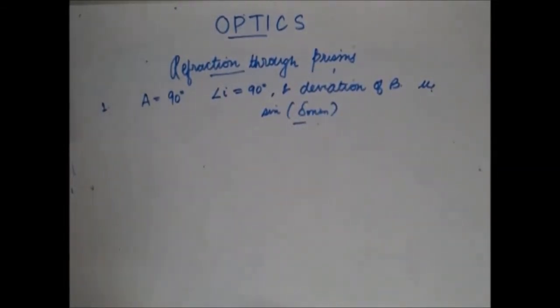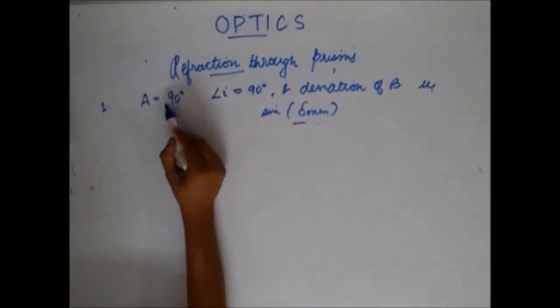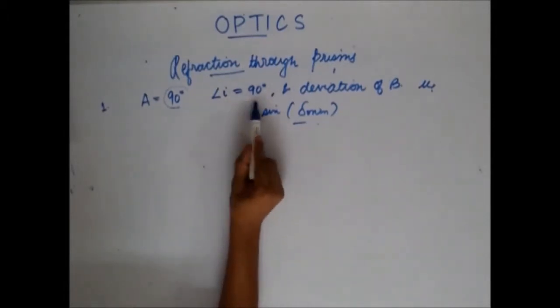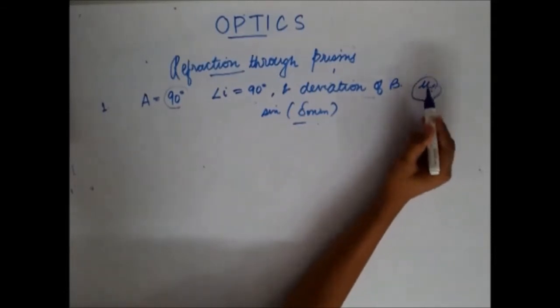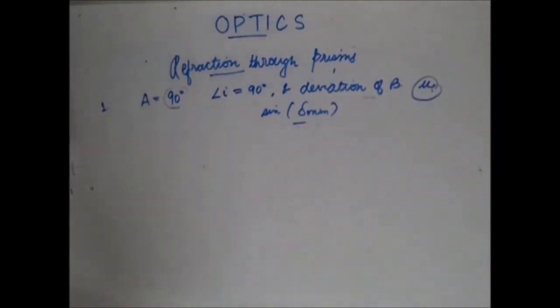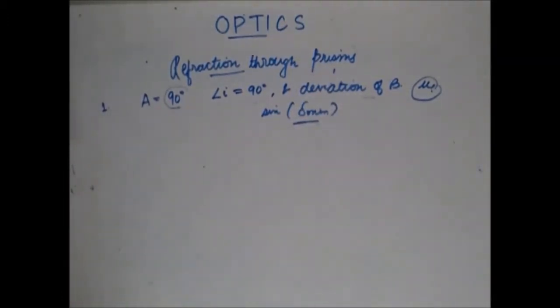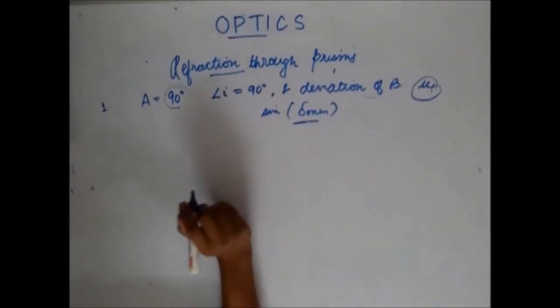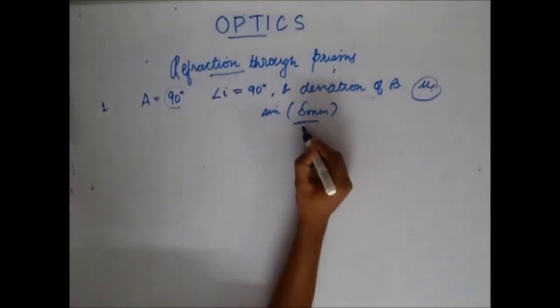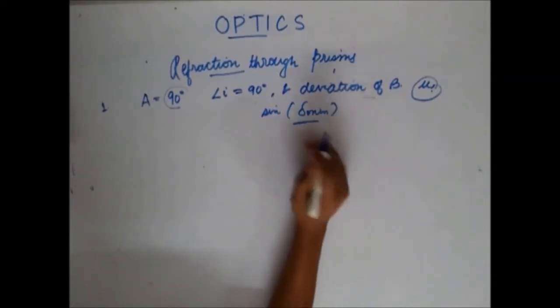So let me repeat the question. I have a prism whose angle of prism is given as 90 degrees. When the angle of incidence is 90 degrees, the deviation is beta. So I am asked to find the refractive index of the prism and the sign of the minimum angle of deviation. So this is my question. Now before we proceed with the solution, let me tell you the basic things you need to know when you solve any question related to prism.